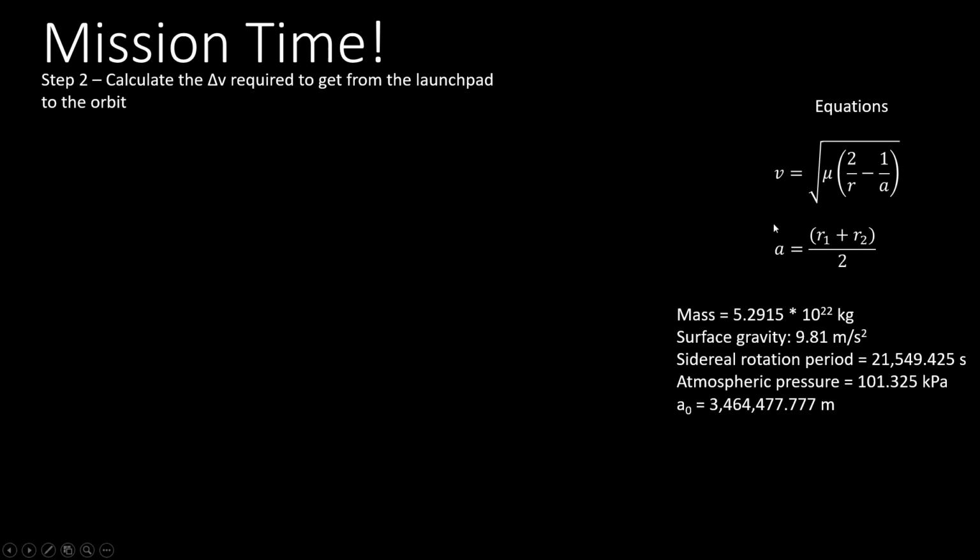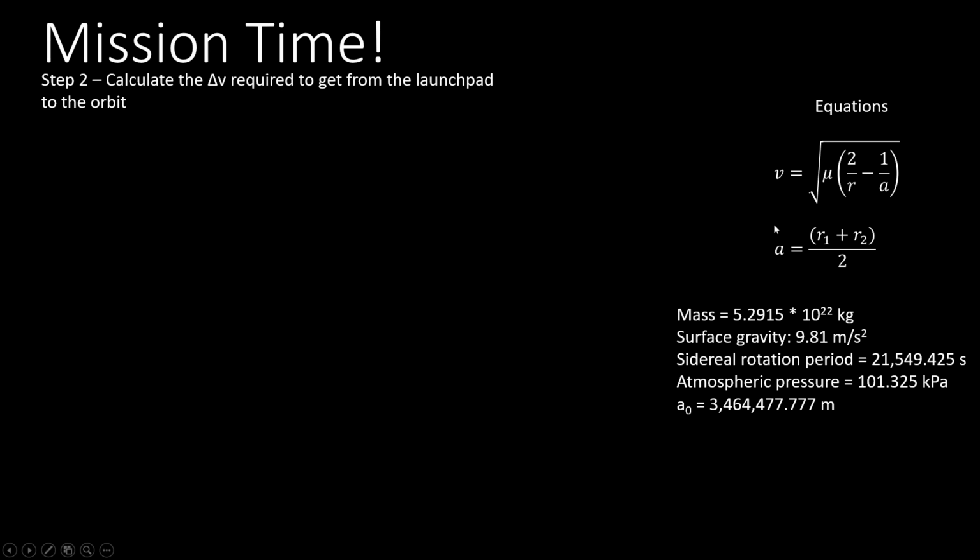Now that we know where we're going, we need to figure out how much delta V we'll need to get there. To do this, we'll be using the Vis-Viva equation and the equation for calculating the semimajor axis. So these ones right here.